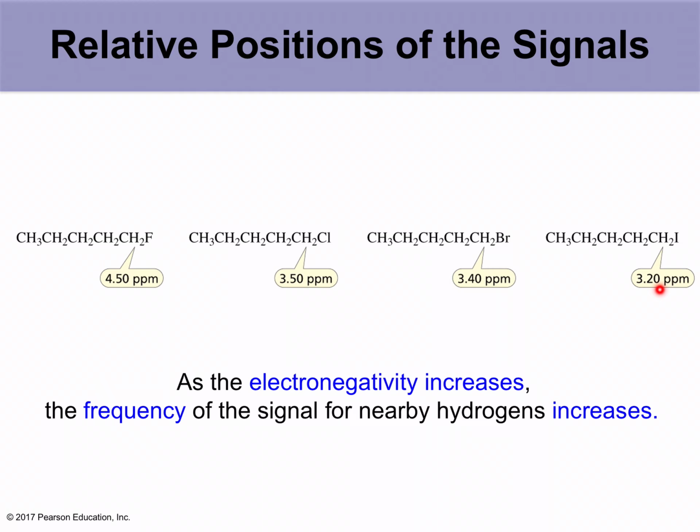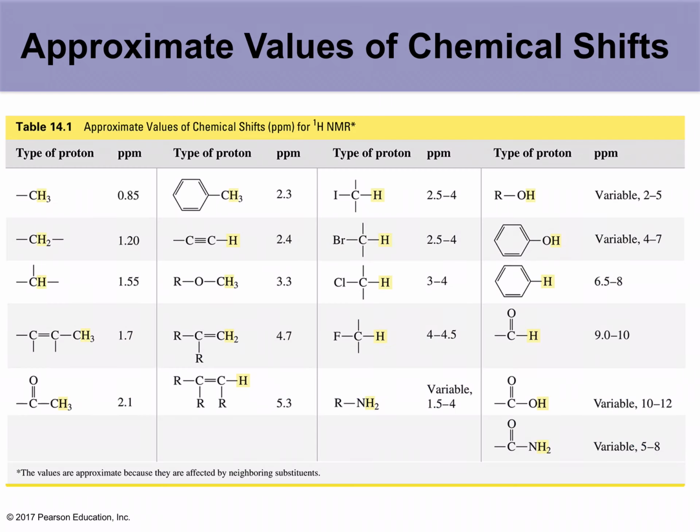So basically, the more electronegative atoms attached to the carbon bearing the hydrogens, those hydrogens will become more deshielded, and they have a higher frequency and a higher chemical shift. So these are some approximate values of chemical shifts. You don't have to remember the numbers, but you can refer to the chart and figure out where they appear. Okay. So this is methyl hydrogens.